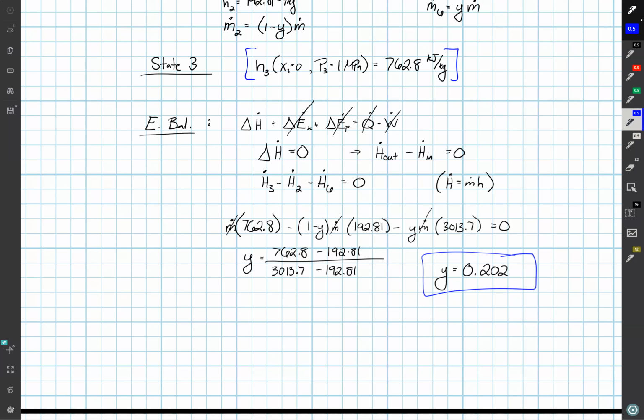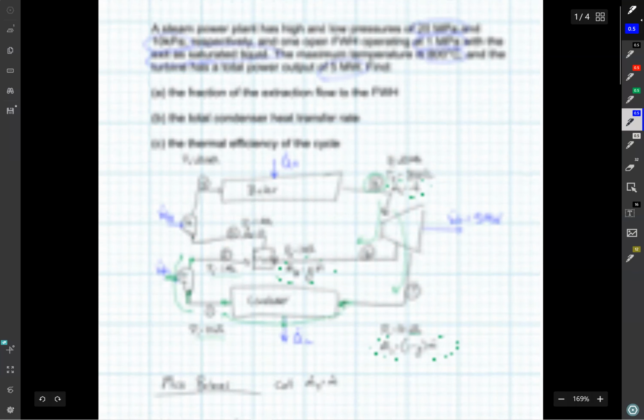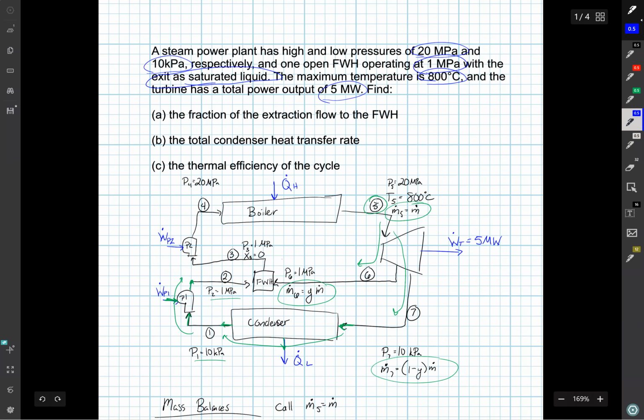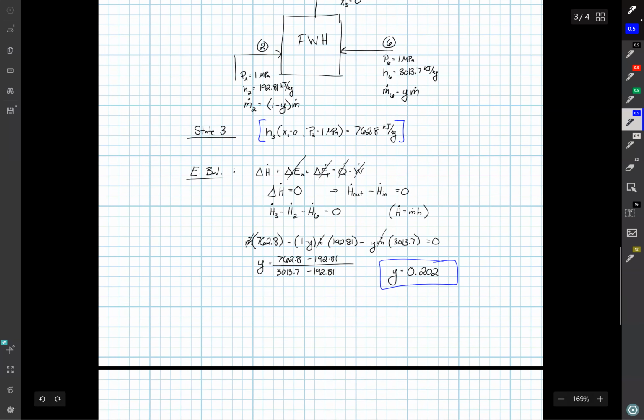And it turns out that this is actually our answer to part A. Part A, if we remember back, the fraction of the extraction flow to the feed water heater, 0.202. What that's saying is 20% of our flow rate is being extracted from the turbine and going to the feed water heater. That's what that part of the question is asking. So we figured that out.